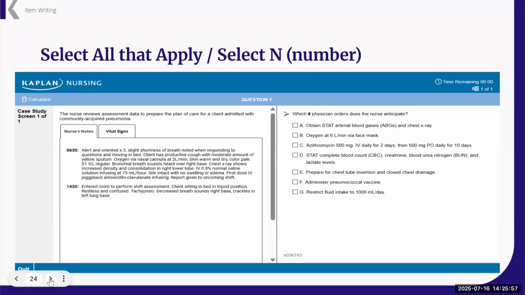This is an example of a multiple response select n. It allows candidates to select one or more options, but it tells the candidate how many, for instance, can be selected. This particular example shows which 4 physician orders the nurse anticipates.